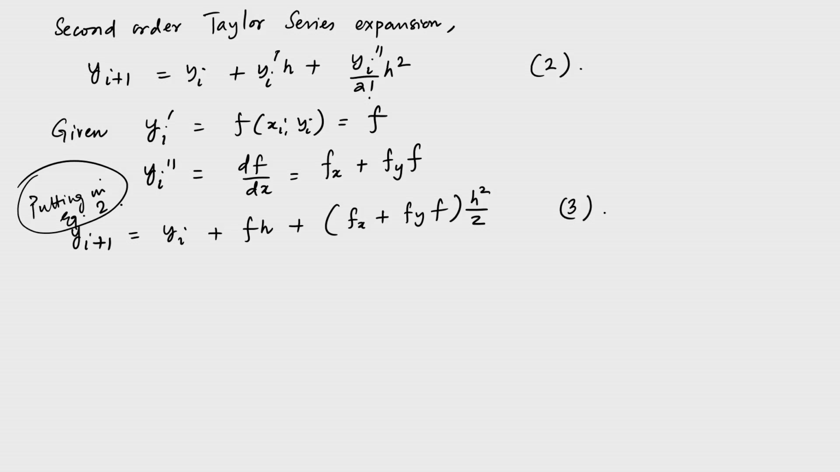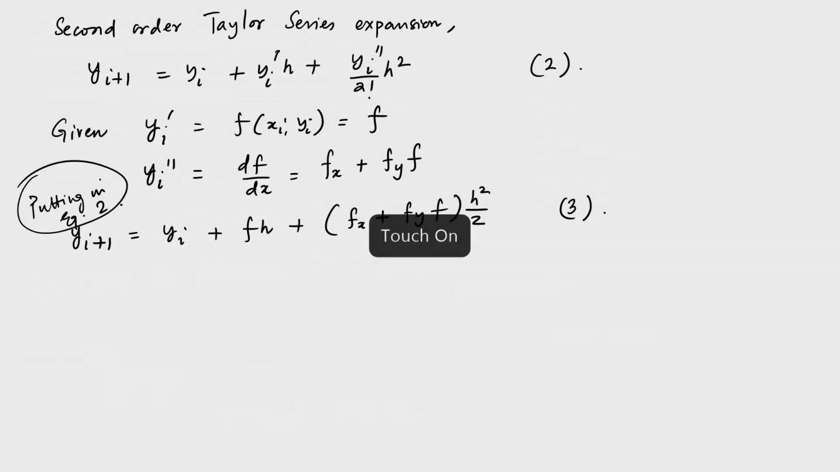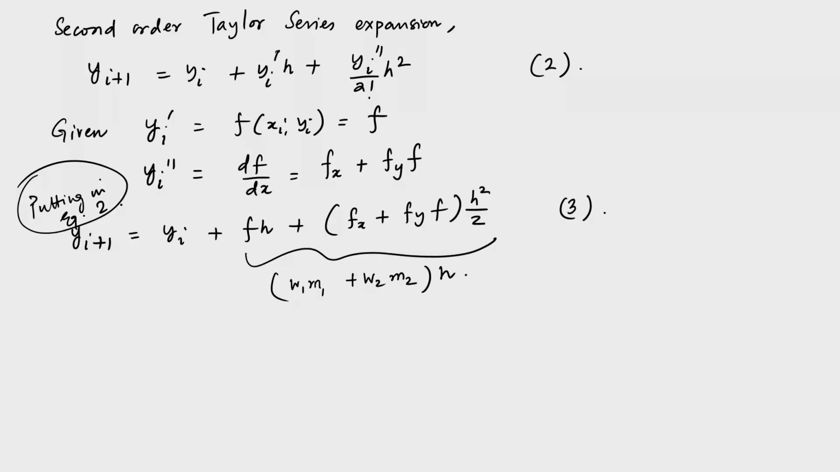Now, if you compare the right hand side of 3 and the right hand side of 1, let us just take you back to 1. So, that is W1 M1 plus W2 M2 into h. Of course, there is a y I there. So, we have a y I and then all these things. So, this must be W1 M1 plus W2 M2 and h, because that is a power series expansion, and this one is actually the Taylor series expansion taken up to the second order.